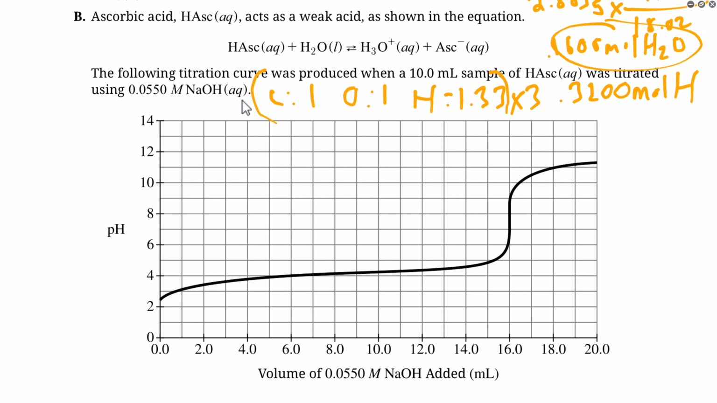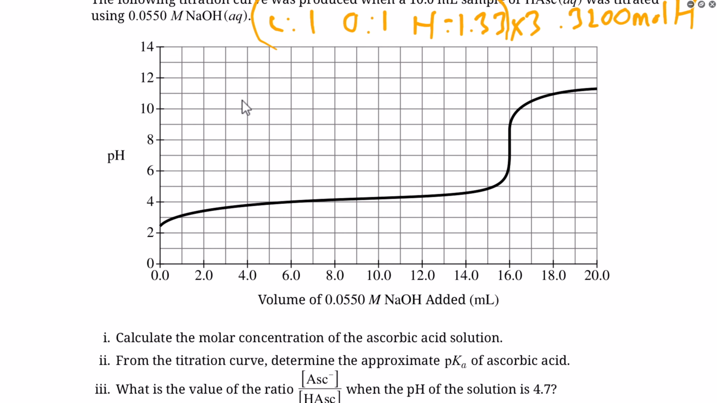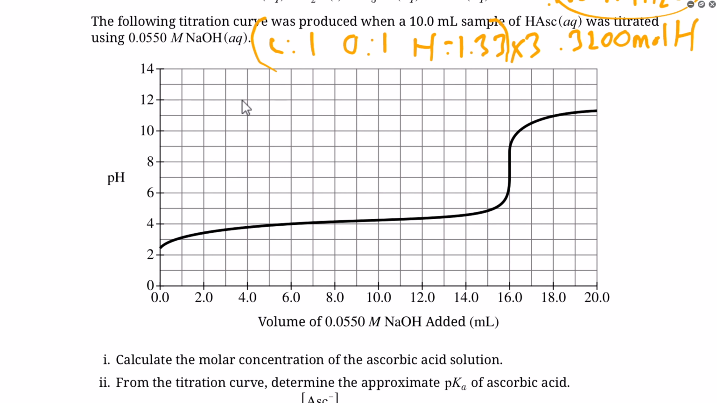So it says here, ascorbic acid acts as a weak acid, as shown in the following equation, and it says the following titration curve was produced when 10 milliliters sample of ascorbic acid was titrated using 0.055 molar NaOH. And it says here to calculate the molar concentration of the ascorbic acid solution. So this is just going to be find the equivalence point and utilize the M1V1 equals M2V2 in order to be able to solve for this.